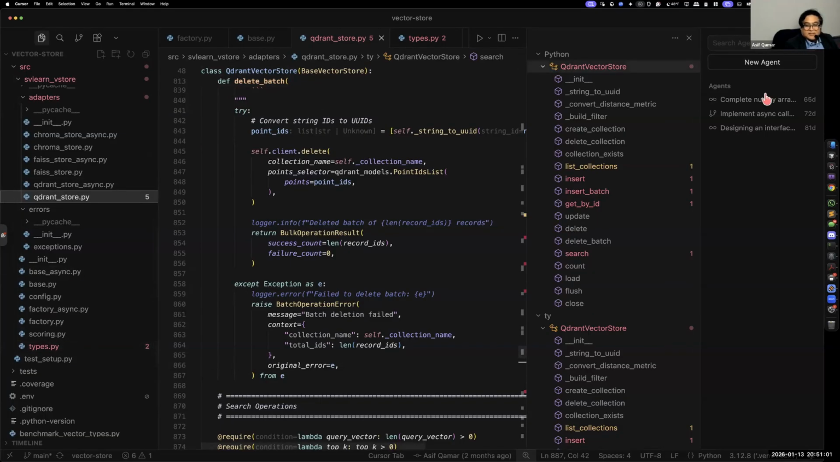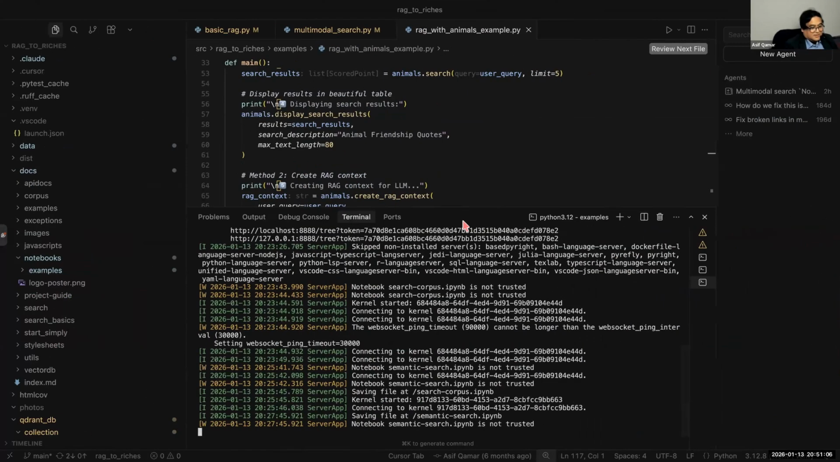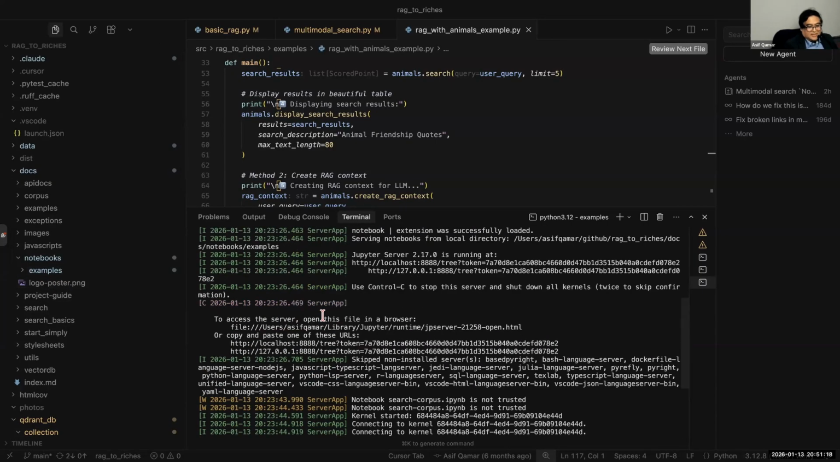Oh, this is the vector DB, not this. Vector. Yeah. So where are these Jupyter notebooks? They are in the examples, docs examples directory. Are we together, guys? They are in the docs examples directory.